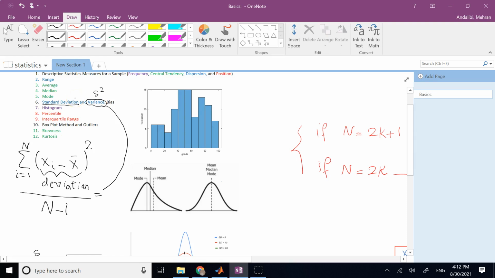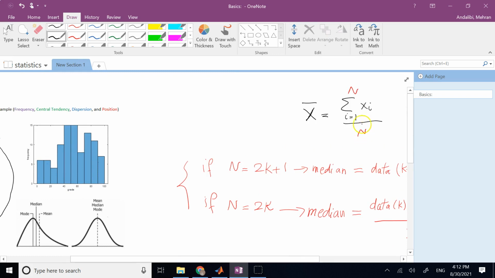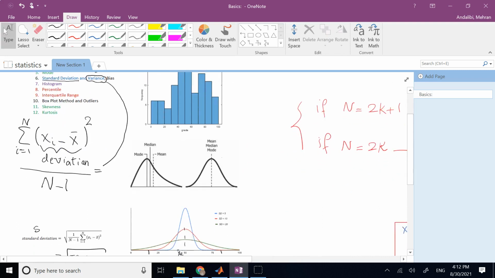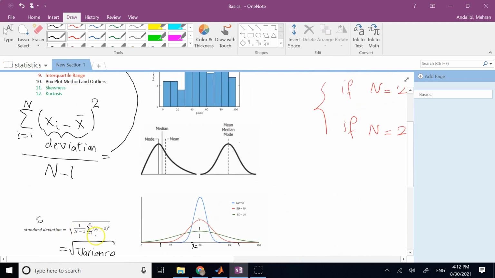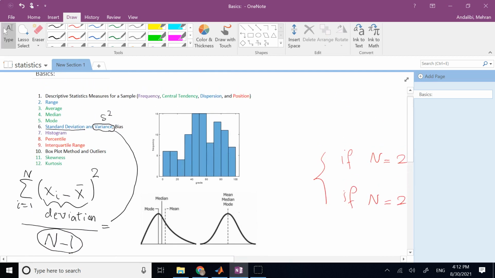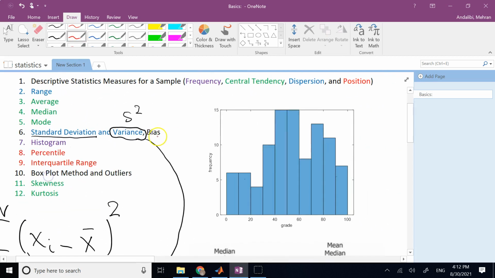Now, the one question that might interest you is why n minus 1? When we calculated the average, we divided the sum of the numbers by the total number of entries, right? So we used n, not n minus 1. Why is it that in the variance of a sample or the standard deviation of a sample, we use n minus 1? So the reason for it is something called bias. We are trying to avoid bias. Now, what does that even mean?